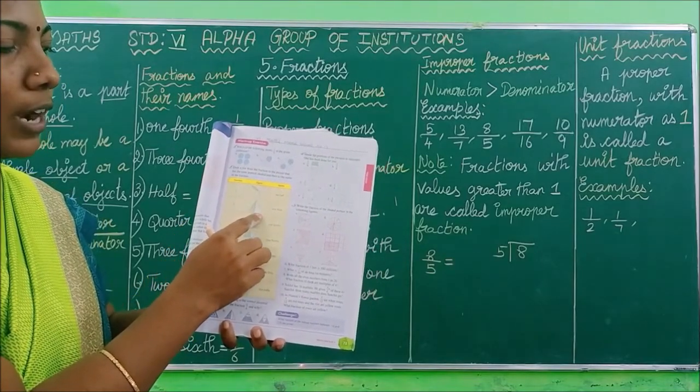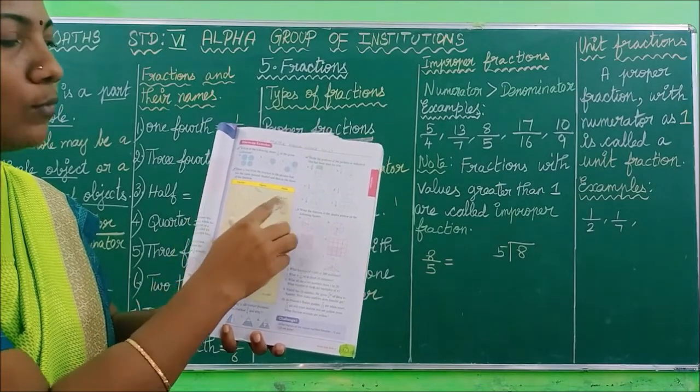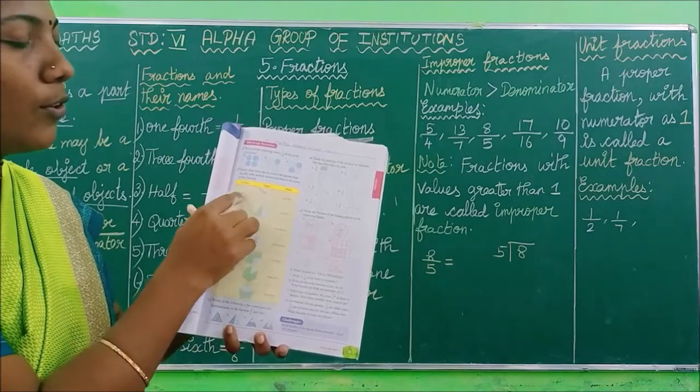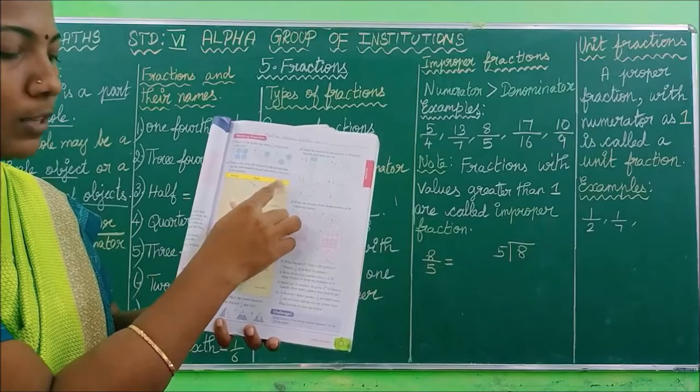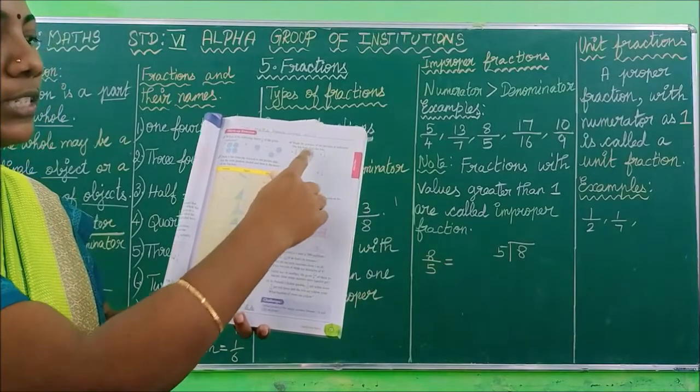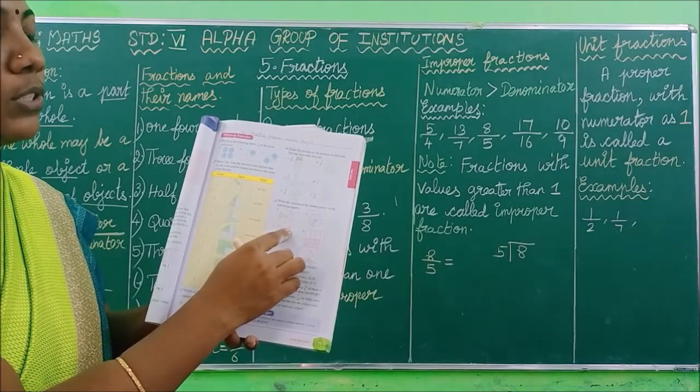After that, you have to connect it to its name. So what is the name of this 1 by 2? Half or 1 half. So here we have 1 half. So you have to draw a line from 1 by 2 to this picture and then to 1 half. Similarly, answer the fourth question and also answer the fifth question. The fourth question and fifth question are very easy.